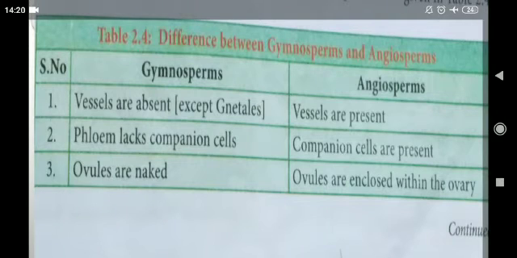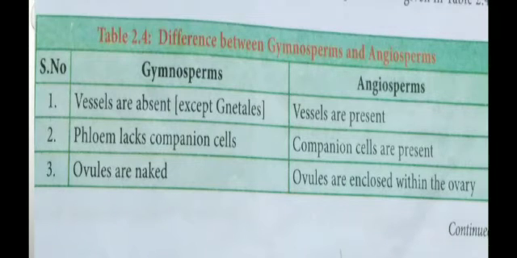The next topic is the difference between gymnosperms and angiosperms. There are 8 points in total. The first one: vessels are absent in gymnosperms except Gnetales, whereas vessels are present in angiosperms. Vessels are one of the constituents of the xylem.